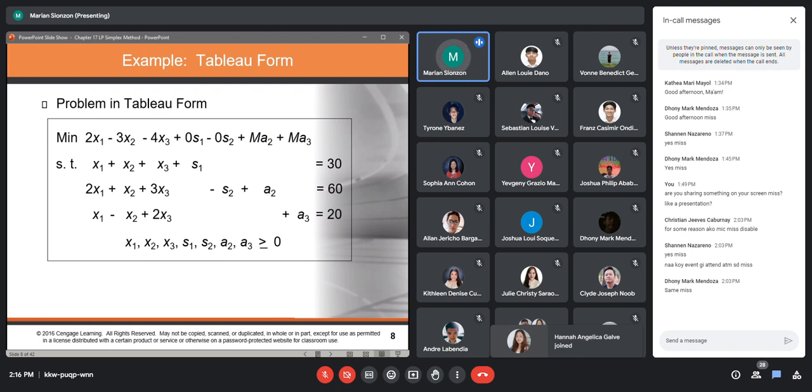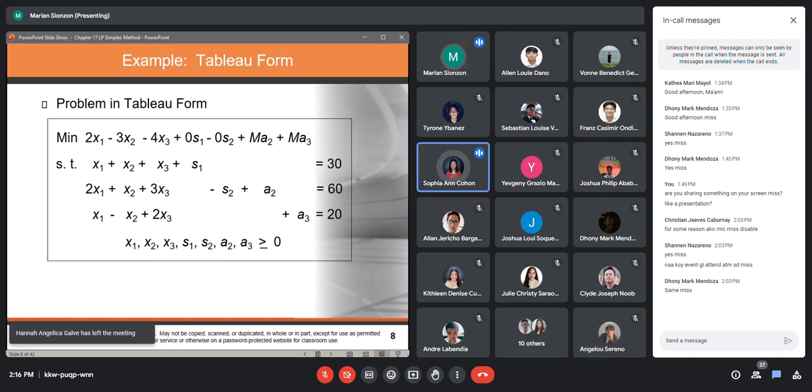We haven't solved yet. What are we doing, Sophia? What are we doing at this point? We are still in the process of identifying the coefficient, okay, and then transforming it into standard form. We are still transforming. Okay.